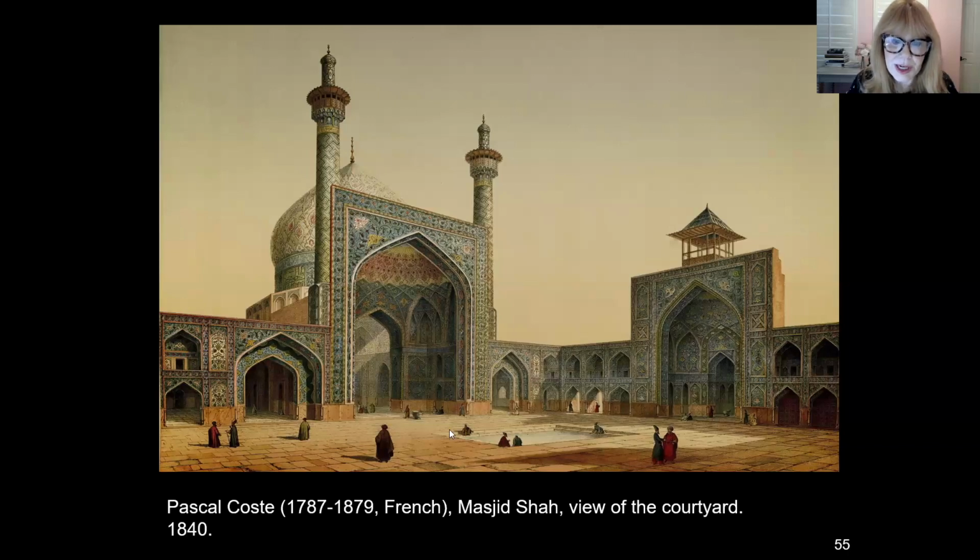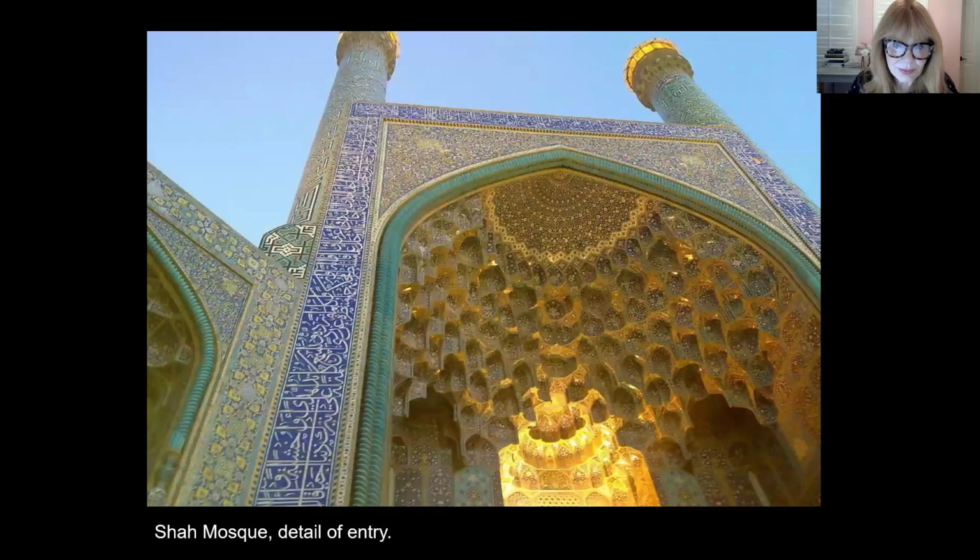So in the Shah Mosque, as one of the great examples of Persian architecture, we have the dome in the front, and then there is a sort of a courtyard in the back in this painting, which gives us a whole view of it. And here's some more of that honeycomb design and the calligraphy all around.